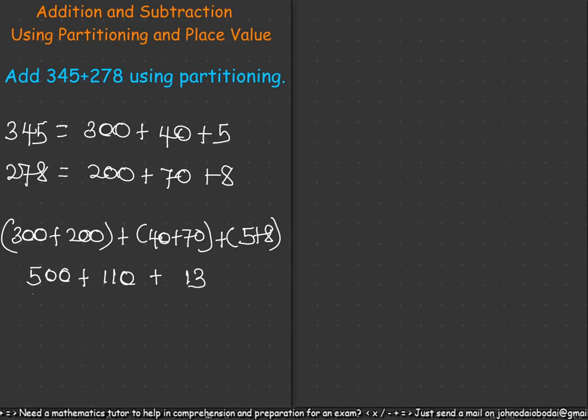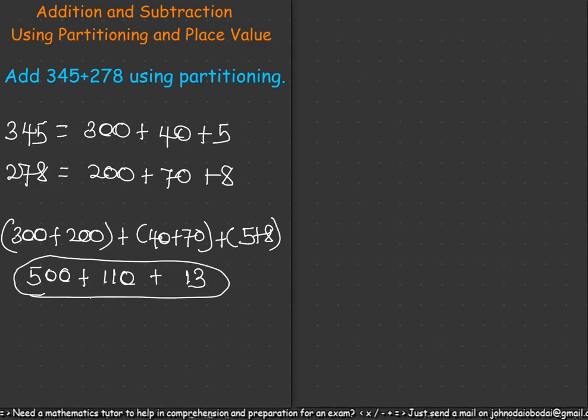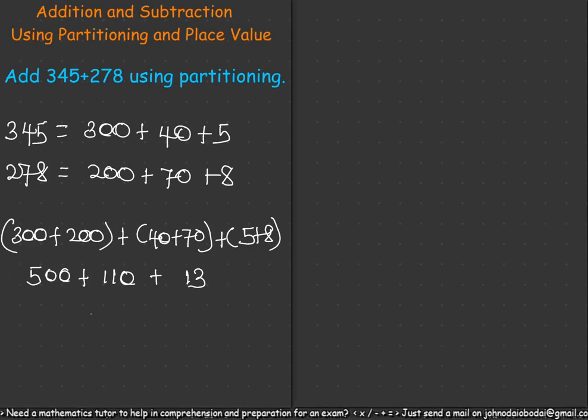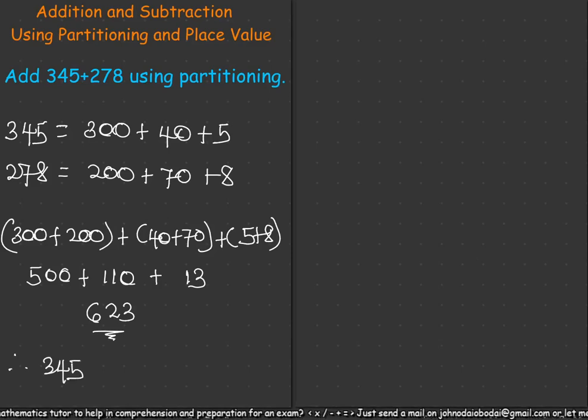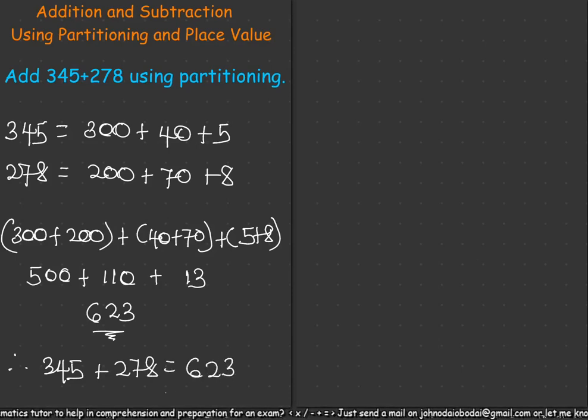So your final answer is the sum of all of these numbers. You have 500 plus 110, which gives you 610. Then 610 plus 13 will give you 623. This here is your final answer. So therefore, we say 345 plus 278 is equal to 623. This is all we need to know on the partitioning and place value method.